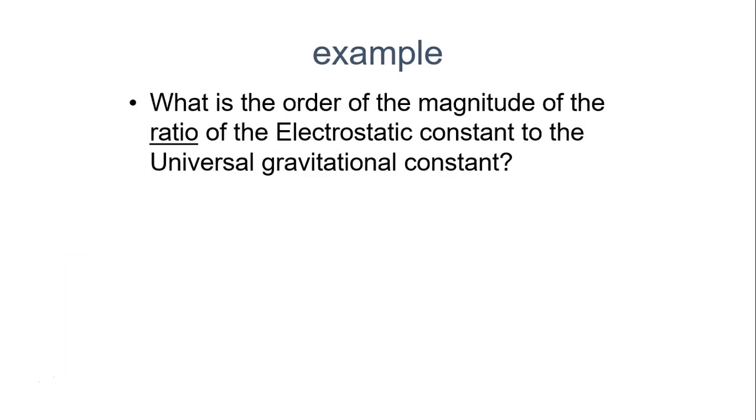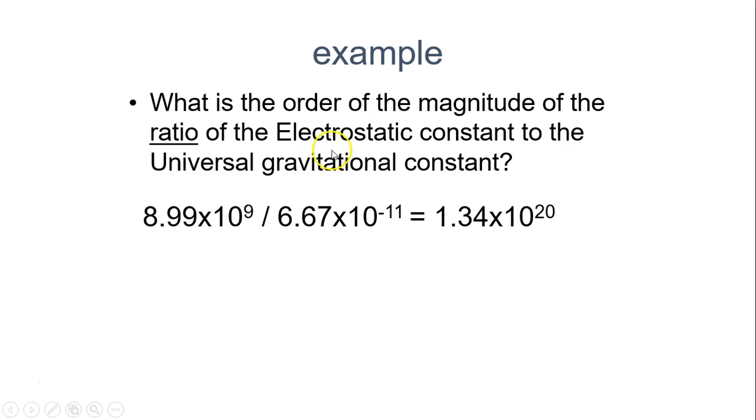An example, what is the order of magnitude of the ratio of electrostatic constant to the universal gravitational constant? All the constants are listed on your reference table on the first page. Ratio means to divide. So look at your reference table. Electrostatic constant is 8.99 times 10 to the 9. Universal gravitational constant is 6.67 times 10 to the negative 11. You can put this in the calculator using second EE button. You should have 1.34 times 10 to the 20. Now the order of magnitude is 20 because that's the power.